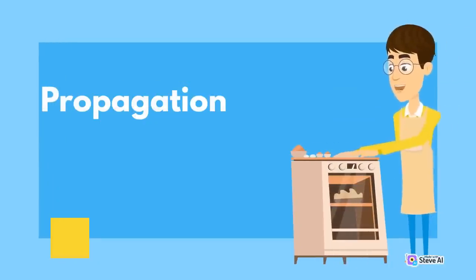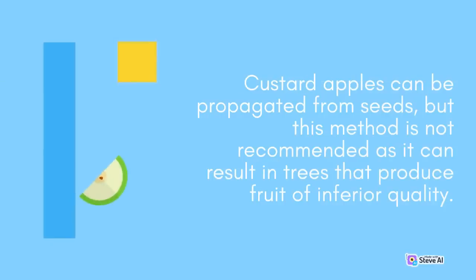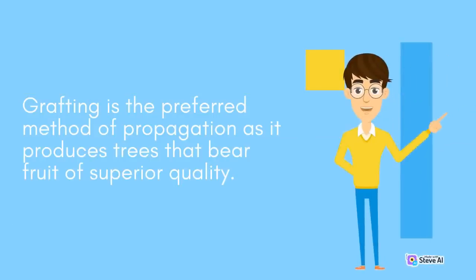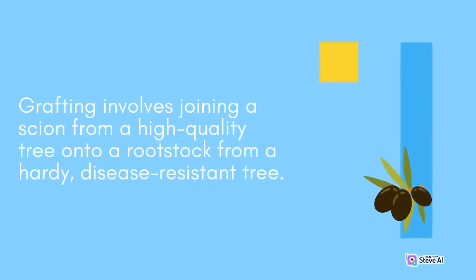Propagation. Custard apples can be propagated from seeds, but this method is not recommended as it can result in trees that produce fruit of inferior quality. Grafting is the preferred method of propagation as it produces trees that bear fruit of superior quality. Grafting involves joining a scion from a high-quality tree onto a rootstock from a hardy, disease-resistant tree.